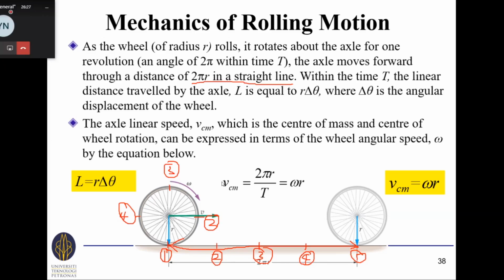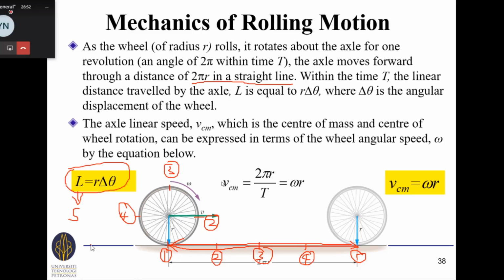This distance on the ground is what you refer to as the linear distance. Although it is rotating, it is also translating. So the linear distance is given by L equals R theta. Basically, this also refers to the circumference we discussed the other day. We have S equals R theta. So it's actually the same.